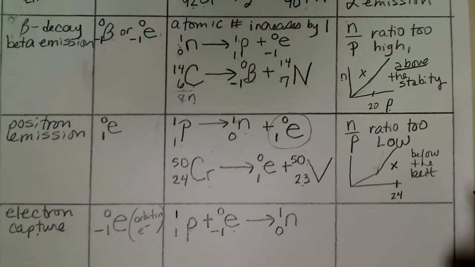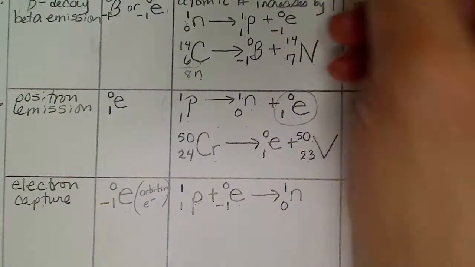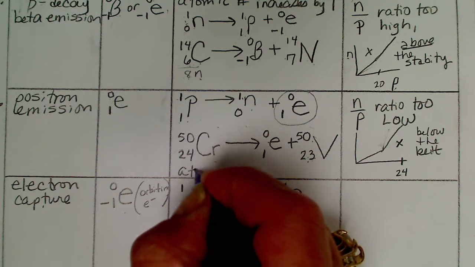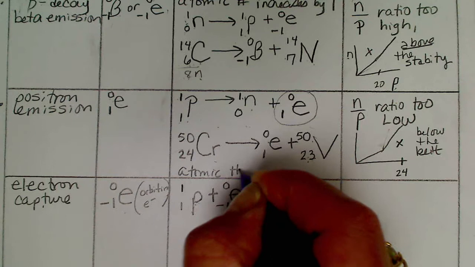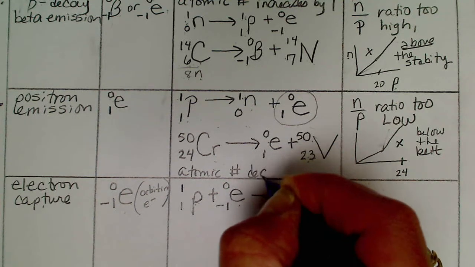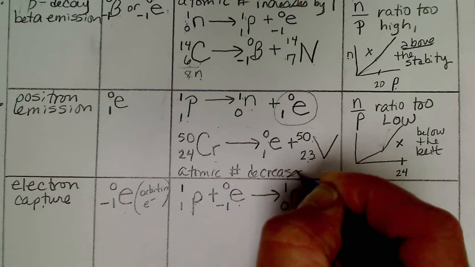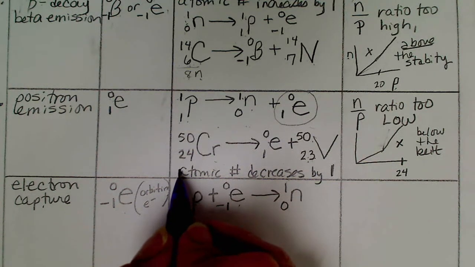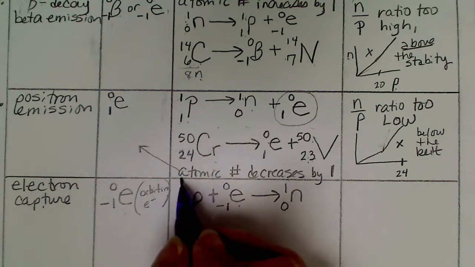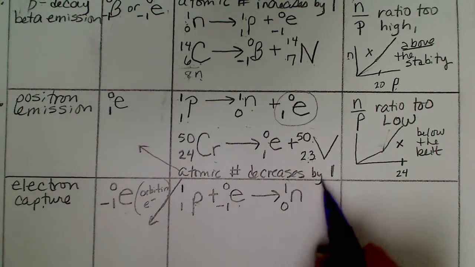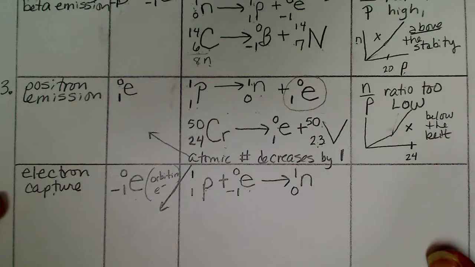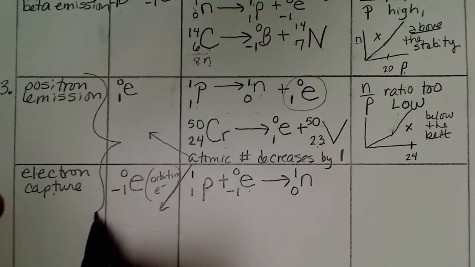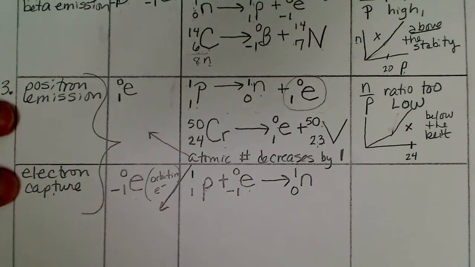So I should have written the effect, so I'll do that right in the middle. The atomic number decreases by 1. So that's going to occur for both of these cases. I guess I'm glad I forgot to write that across the top. So the effect is the same for both of these types of nuclear decay.